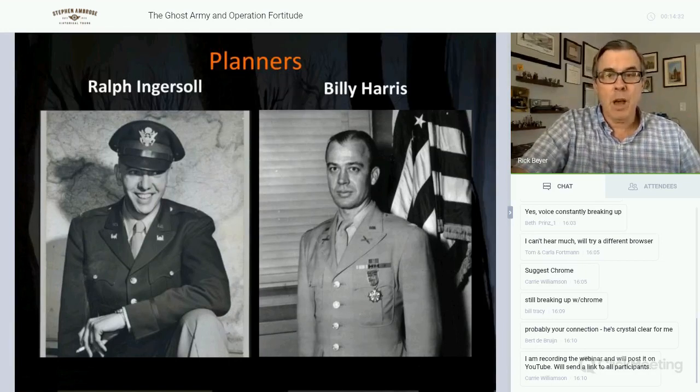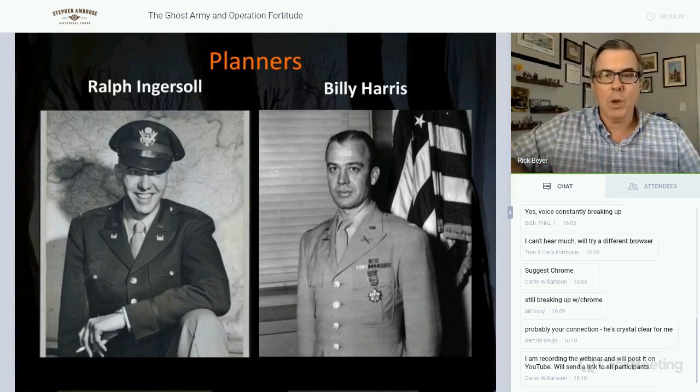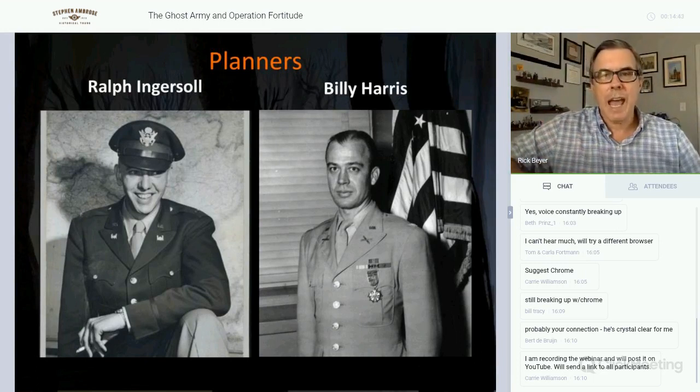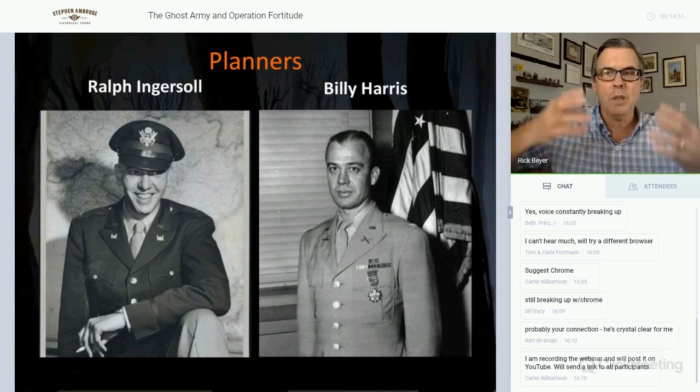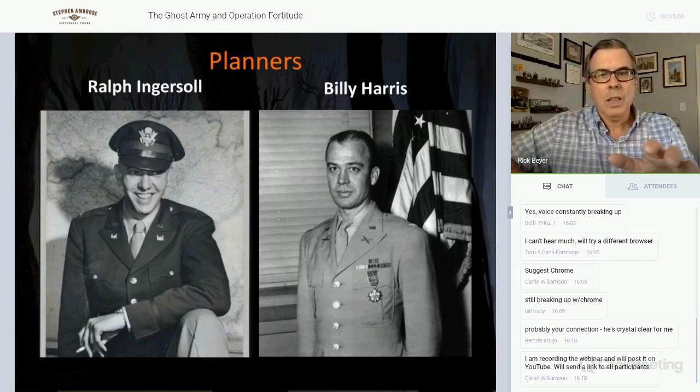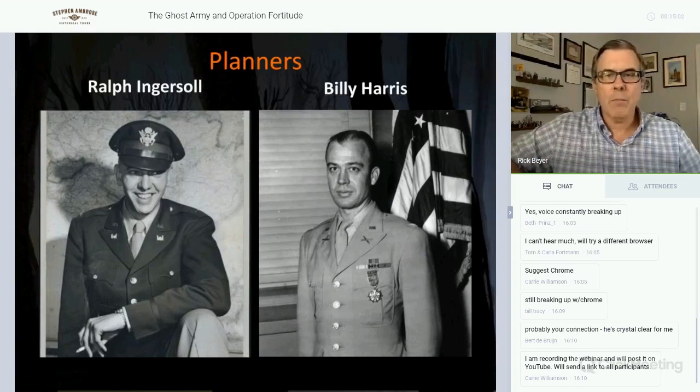They are deception officers, and they are the guys who created the Ghost Army. They dreamed up the idea of the Ghost Army. But they also coordinated the American aspects of Operation Fortitude. If you're doing a big deception mission, it has to be very carefully coordinated. So the British deception planners came up with their ideas and their ways of doing things, and then when they needed help from the Americans, it went through these two officers, Ralph Ingersoll and Billy Harris.